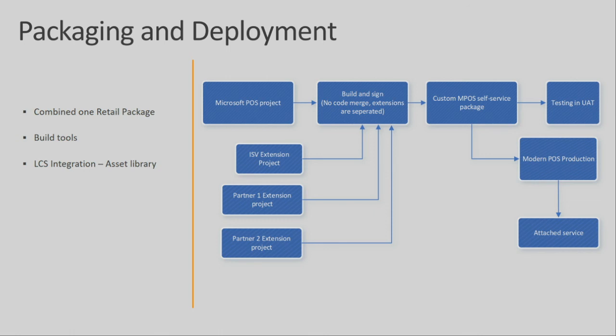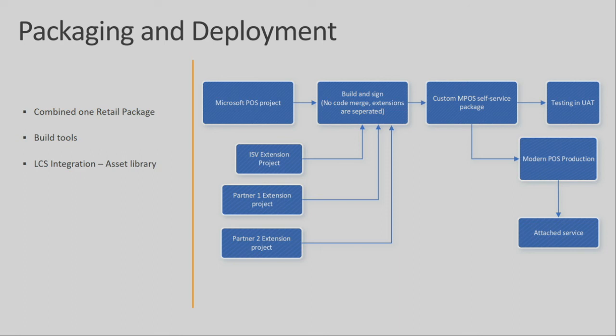For example, this is the Microsoft POS project. And then you can have an ISV extension project or your partner extension, any number of extensions. You'll specify all that information in the settings file. And then when you run MSBuild, the build tool will generate one single package for you, which you can test and then deploy to production.